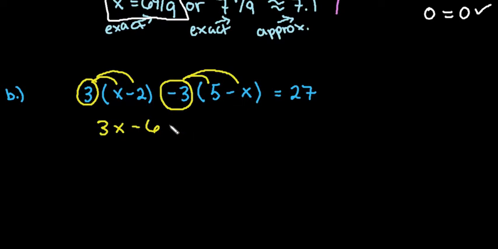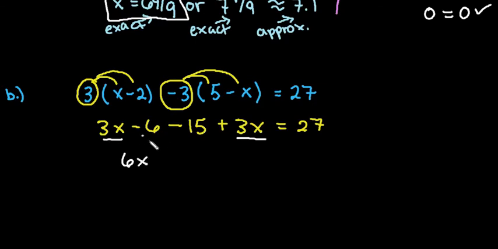Negative 3 times 5 gives me negative 15. Negative 3 times negative x ends up giving me positive 3x because I'm doing a negative times a negative, so be watching for that, equals 27. Okay, and then if we simplify, combine our like terms, 3x plus 3x gives me 6x. Negative 6 minus 15, since they are the same sign, you sum them and keep the sign. So 6 plus 15 is 21, so we would write minus 21 equals 27.